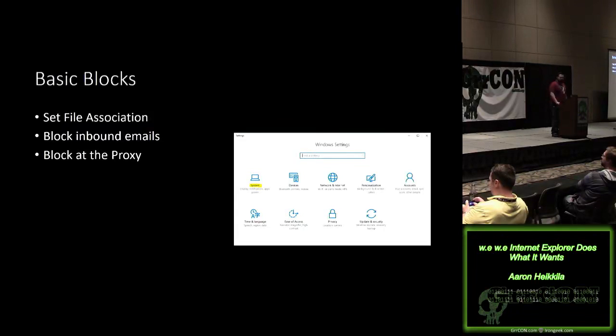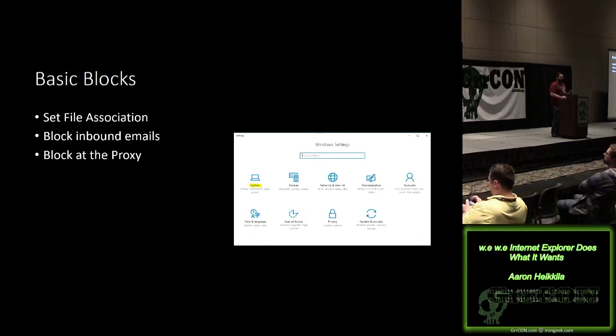So there's some very basic blocks that people will often put in. The first one is to set the file association for the HTA doc. They'll set it to open with something like Notepad instead of the default MSHTA program. And you would want to also filter inbound emails and make sure that HTAs aren't just being sent to your users. And then blocking at the proxy is also a really effective way to mitigate the HTAs because, like I said, some malware could use the remote URL feature to download additional payloads to the system. And so if you block it at the proxy, it'll also mitigate those kinds of activities.